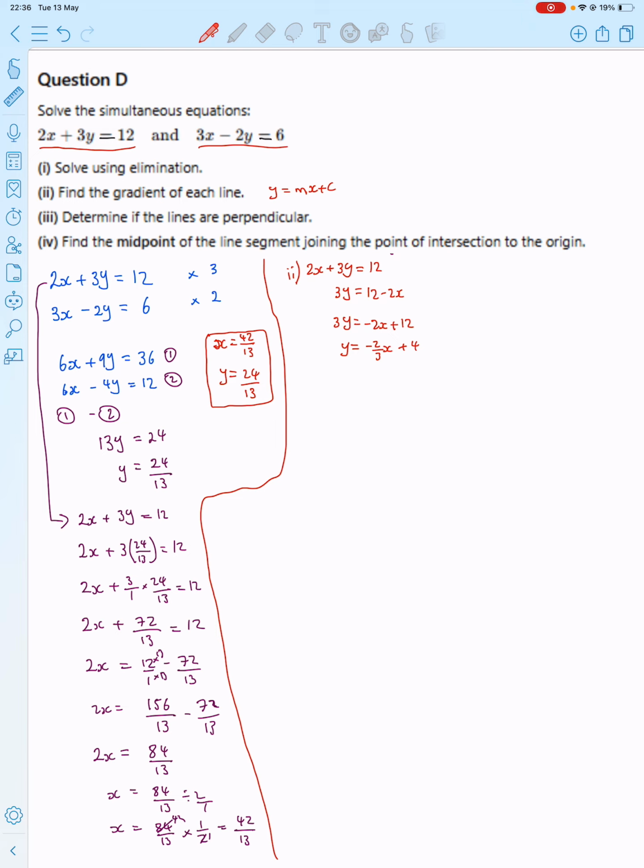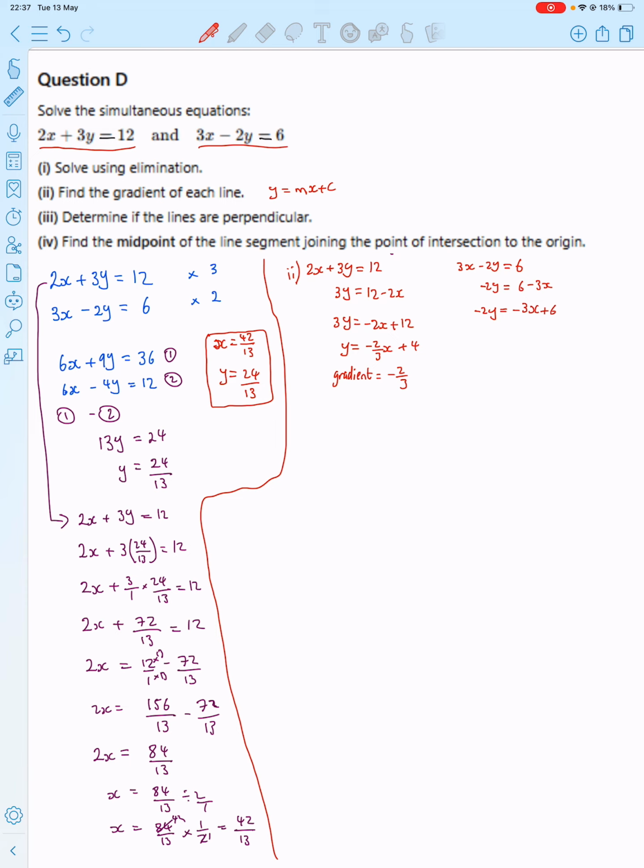Okay, so we get here that the gradient equals minus 2/3. Then, for the other equation, which is 3x minus 2y equals 6, if I subtract 3x from both sides, minus 2y equals 6 minus 3x. I'm going to again rewrite it in a nicer form. Minus 2y equals minus 3x plus 6.